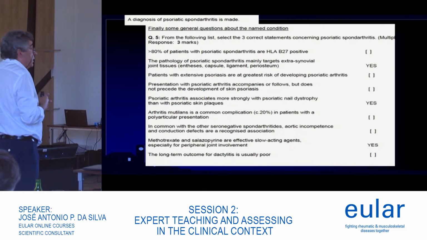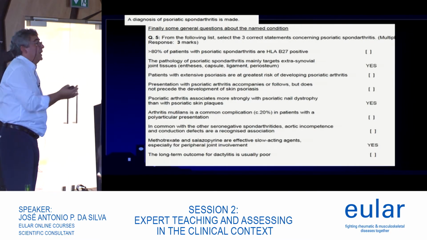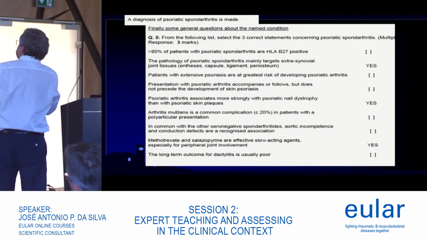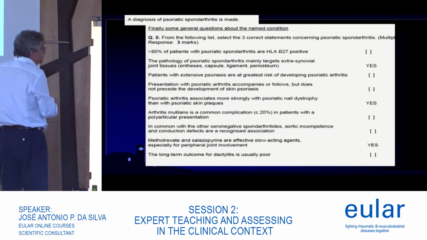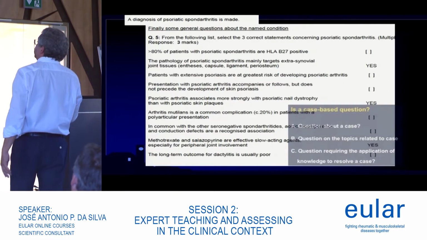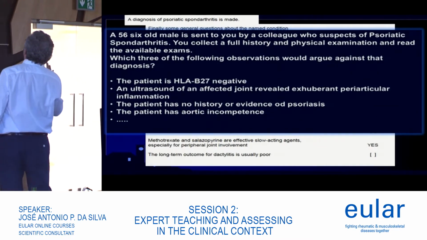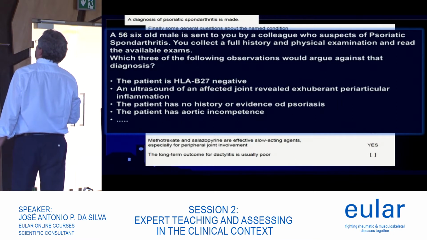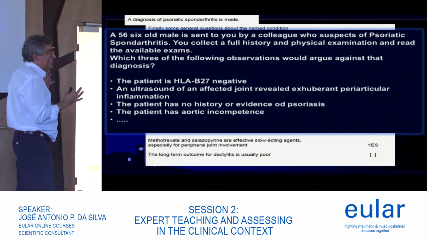Of course, it's sometimes difficult, even as a convener, to try and pick all the items here and provide the author with a good clinical-based question that covers everything, because there are so many different things, from HLA-B27 to how effective methotrexate and sulfasalazine are in the peripheral involvement. But one could consider, for instance, a question like this. A 56-year-old male is sent to you by a colleague who suspects psoriatic spondyloarthritis. You collect a full history and physical examination and read the available exams. Which 3 of the following observations would argue against that diagnosis?